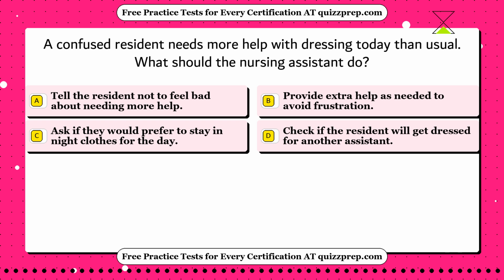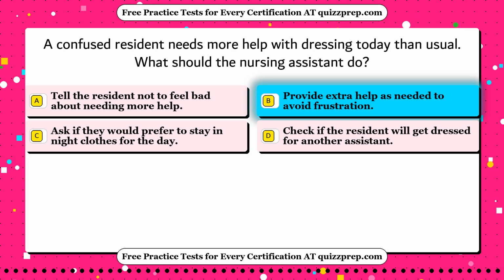Option A. Tell the resident not to feel bad about needing more help. Option B. Provide extra help as needed to avoid frustration. Option C. Ask if they would prefer to stay in night clothes for the day. Option D. Check if the resident will get dressed for another assistant.